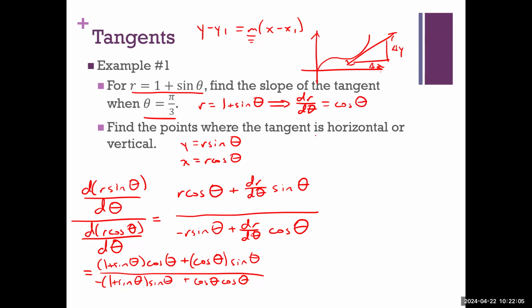So let me try to buy back some space. I want to find dy dx when theta is equal to pi over 3. So I should get 1 plus, what is the sine of pi over 3? It is one of those two. It's important to know which one. It's root 3 over 2, right? Cosine of pi over 3 is a half. Plus 1/2 times radical 3 over 2.